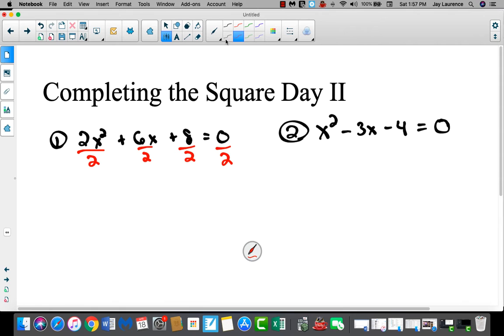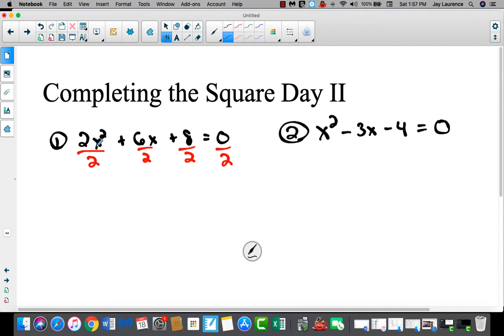You have to divide everything by 2 because A is 2. And I want A to be 1. And it's not 1. So I can't do it if A is not 1, excuse me. All right. And there we go.